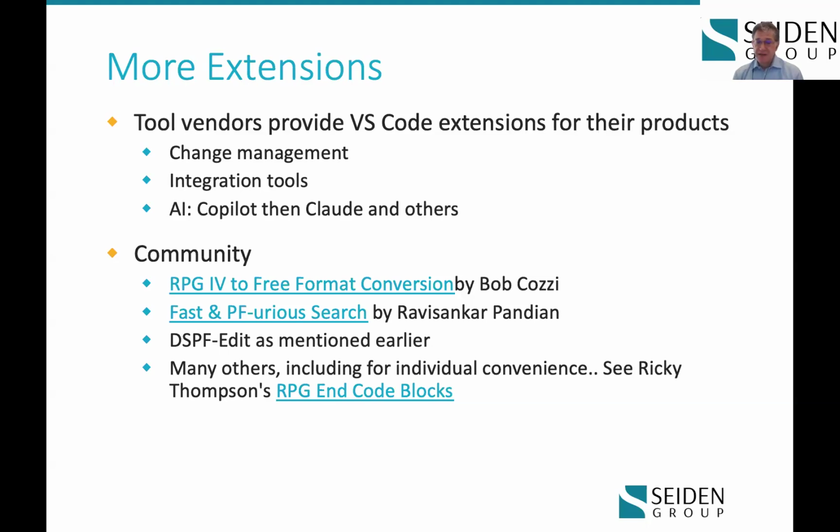I mentioned Bob Cozy's RPG4 to free format. Fast and PF Furious Search by Ravi is another way of searching source code that's a bit easier, that utilizes our citing group's PF grep underneath. Display PF Edit, and many, many others. People create these tools just for themselves. Ricky Thompson did one called RPG End Code Block. So if you have an if, you can have an end if, for example. And he used AI to teach himself how to create an extension.